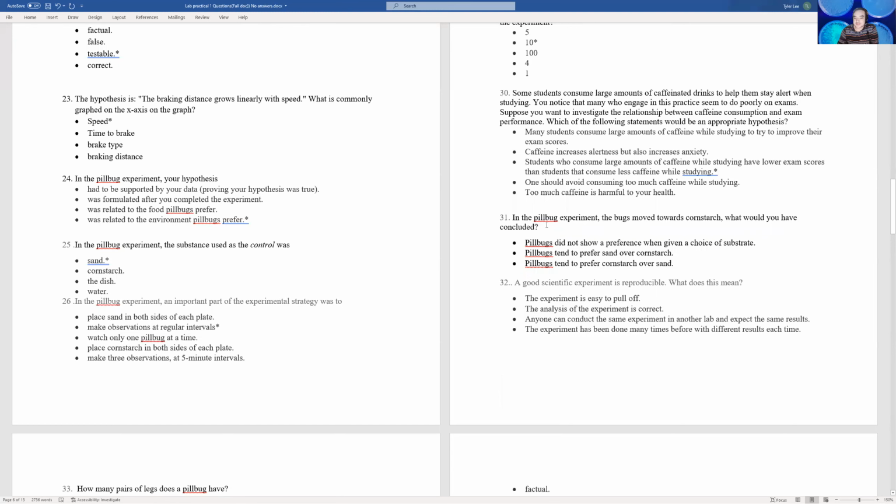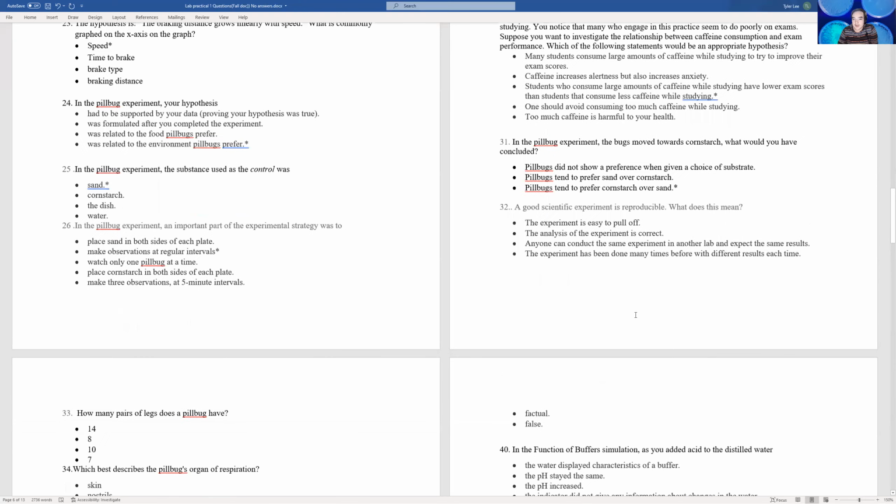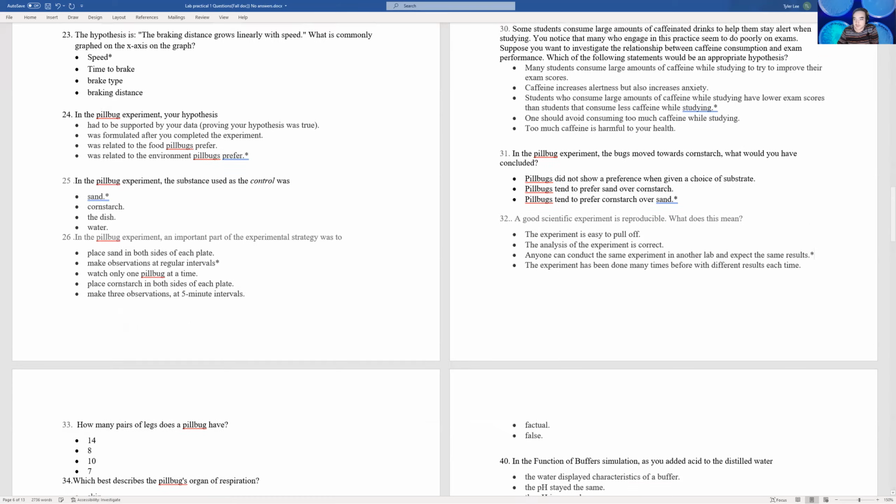All right, back to pill bugs. In the pill bug experiment, the bugs move towards the cornstarch. What would you have concluded? That they tend to prefer cornstarch over sand because more of them move towards it. A good scientific experiment is reproducible. This looks like a repeat question. So in this case, you can conduct it anywhere with anyone, and the result should be the same.